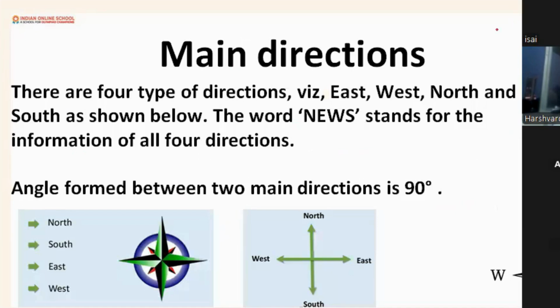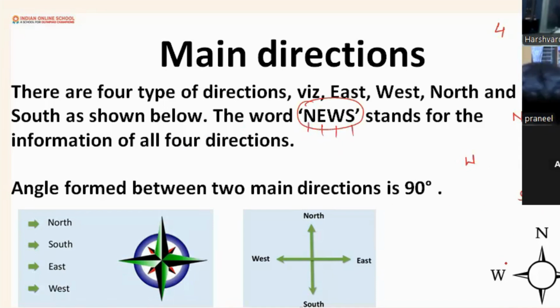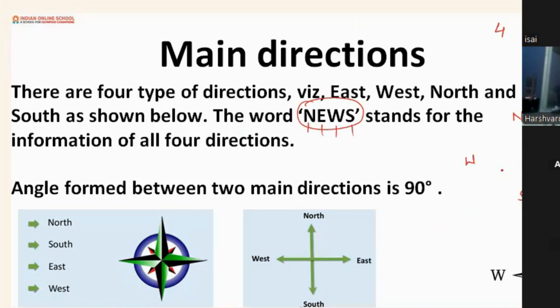So we basically have how many directions? We have a total of 4 basic directions. And what are those 4 directions? North, east, south, and west. In short, we call them NEWS. NEWS stands for N for north, E for east, W for west, and S for south. So if somebody is asking how many main directions we have, we have a total of 4 main directions, which is NEWS: north, east, south, west.